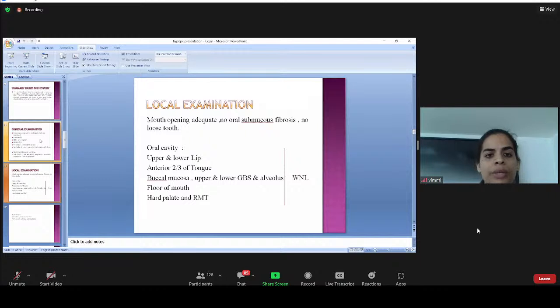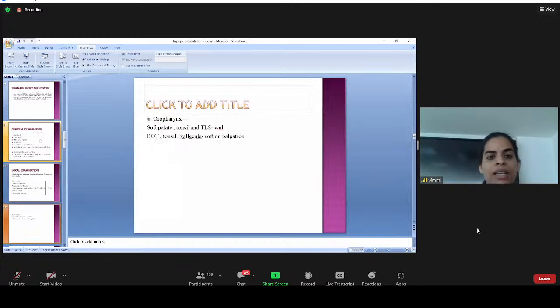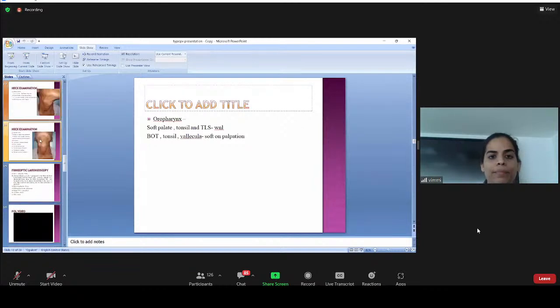On oral examination, my patient has no oral submucous fibrosis, no loosening of tooth. The upper lip, lower lip, anterior 2/3 of the tongue, upper and lower gingivobuccal complex, floor of mouth, hard palate and RMT are within normal limit with no obvious nicotine staining in the oral cavity. Oropharynx, soft palate, tonsil and tonsillolingual sulcus are within normal limit. The base of tongue, tonsil and vallecula are soft on palpation.